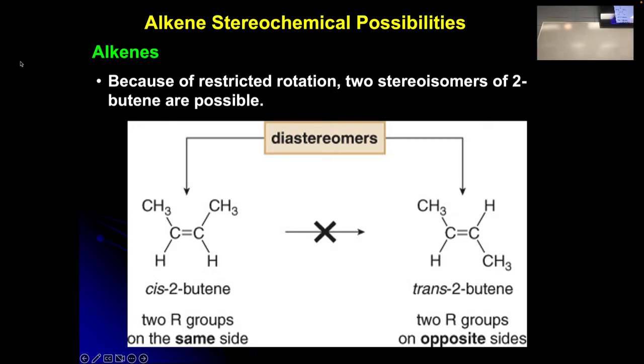Now, what happens if I put a 3rd methyl group on the alkene? So let's say I just put one here.